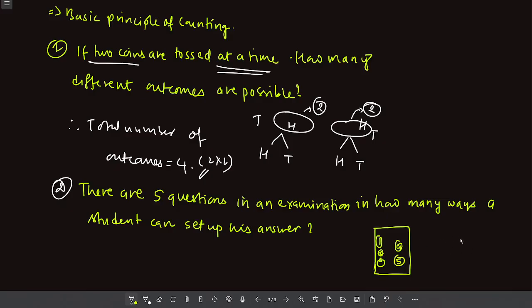Setting up means firstly you will do question number 1, secondly 2, third 3, then 4, then 5. This is one setup. Another setup is you may do question number 1, then 2, 3, 5 and 4. This is another setup. Or he may do 1, 2, 4, 3, 5 like this also. So how many setups will there be? In how many ways can he solve the entire question paper? That is the question.